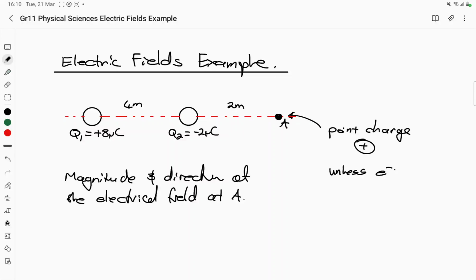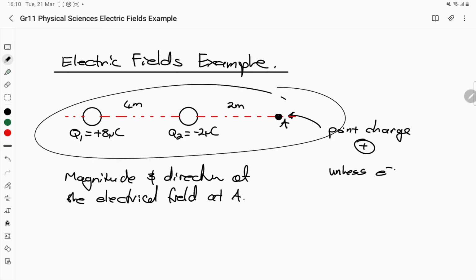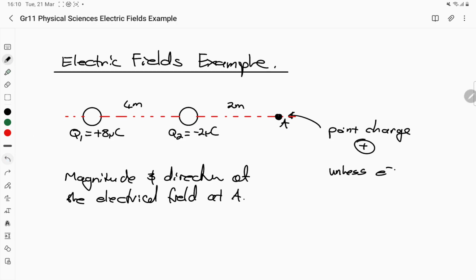Electric fields. Let's do one example. So let's take a look here at this piece. We have two charges: Q1, which is positive, and Q2, which is negative, and between them is 4 meters. Then we have a point charge A on the right. It's a point charge, and between Q2 and A, it is 2 meters.